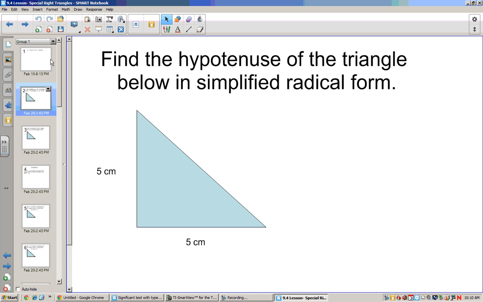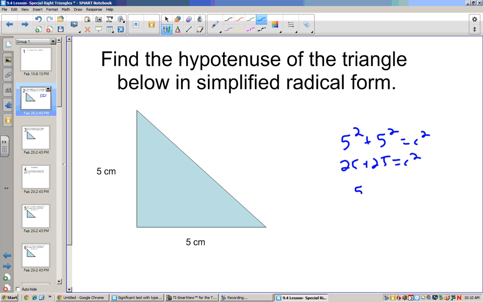Now, we want to find the hypotenuse in this situation. So if I have 5 and 5, that would be 5 squared plus 5 squared is equal to c squared, or 25 plus 25 is 50. Now when I take the square root of 50, I get root 25 and root 2, which would be 5 times the square root of 2.